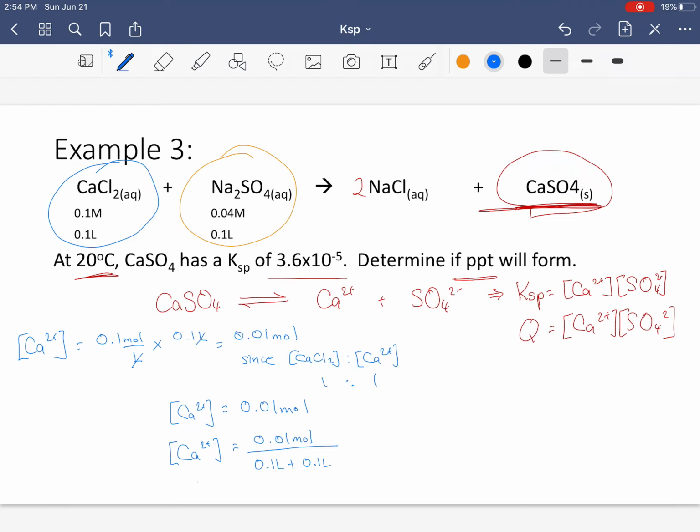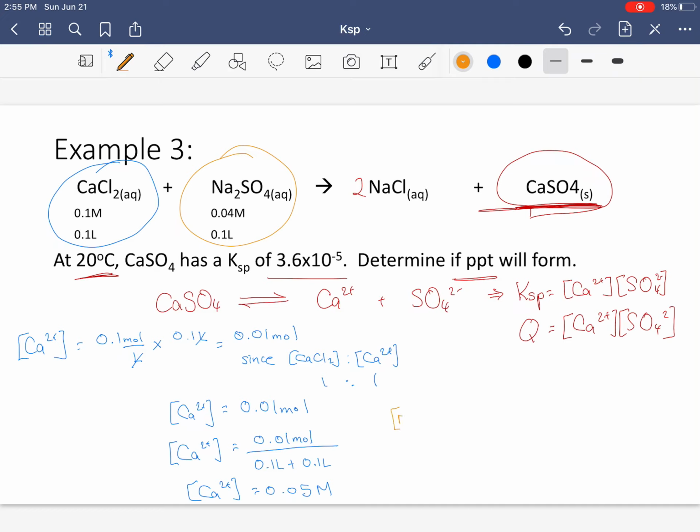Okay? So calcium's concentration is actually 0.05 molar. Okay, we got half of it done. Now let's look at the orange.